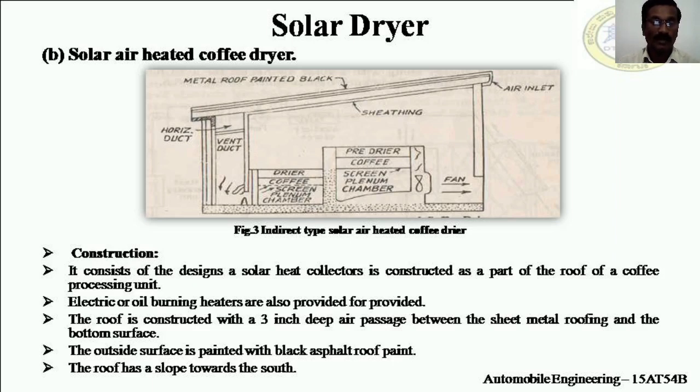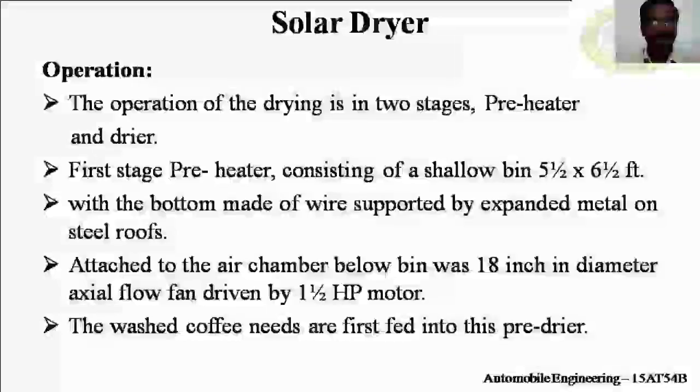So the roof has a slope towards the south direction. This one is the south direction, this one is the north direction. So this slope is made towards the south. How to operate this? The operation of the drying is in two stages, preheater and dryer. First one is the preheater, second one is the dryer.